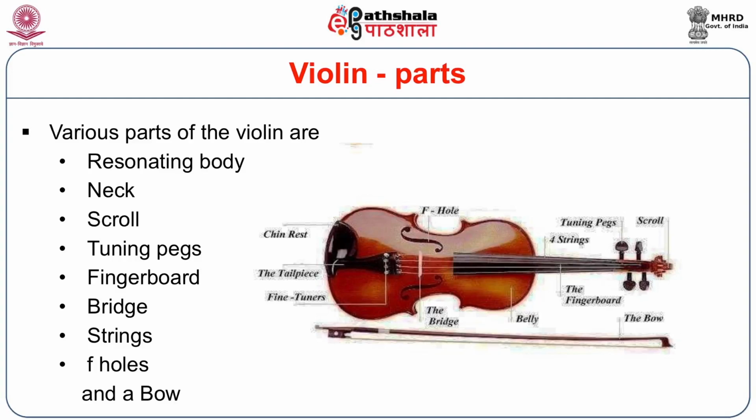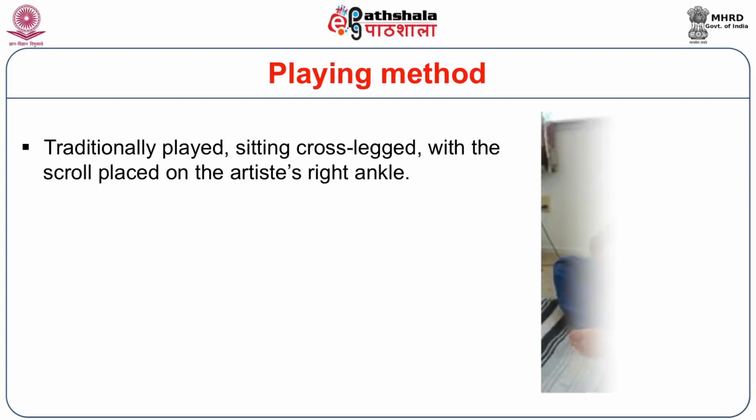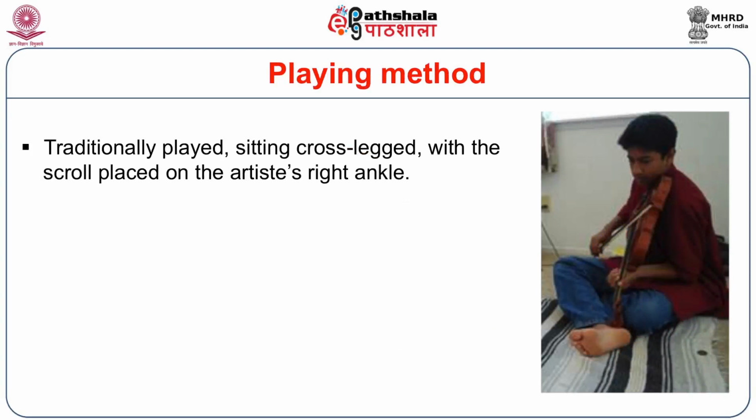There are 4 strings on which the bow is just brushed or rubbed. And if you see this picture, the chin rest should be towards your chin, and the scroll and the bottom portion which we see towards the right should be placed near the legs, and with the right hand the bow has to be just gently brushed on the strings. Traditionally in Carnatic music, one will sit cross-legged and it is placed on the artist's right ankle.